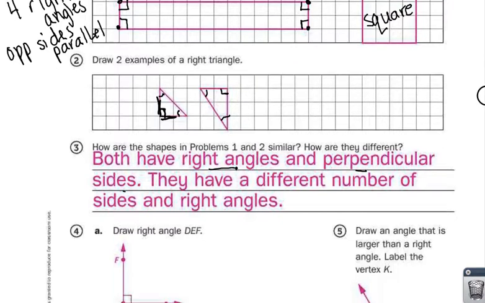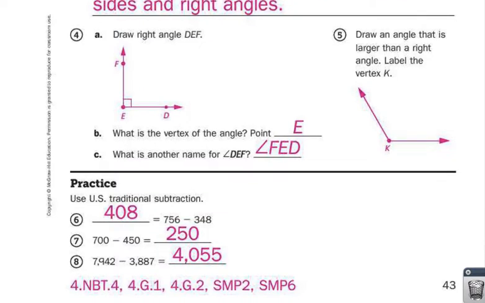Number 4, draw right angle DEF. Here you can see a right angle. Make sure you include your rays. Here would be the end point. The ray, the arrow, shows that the line goes on forever in one direction. You should have your right angle symbol, and the middle letter of a right angle is the vertex.